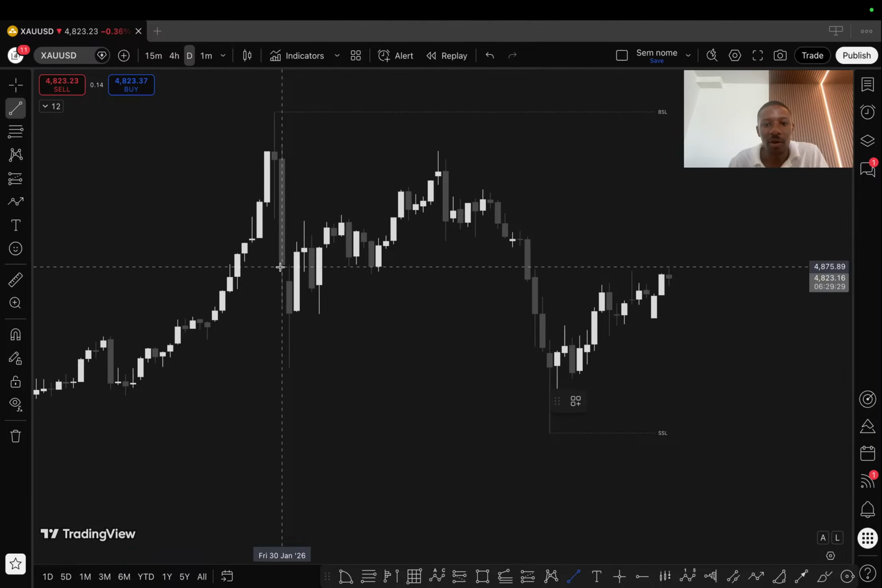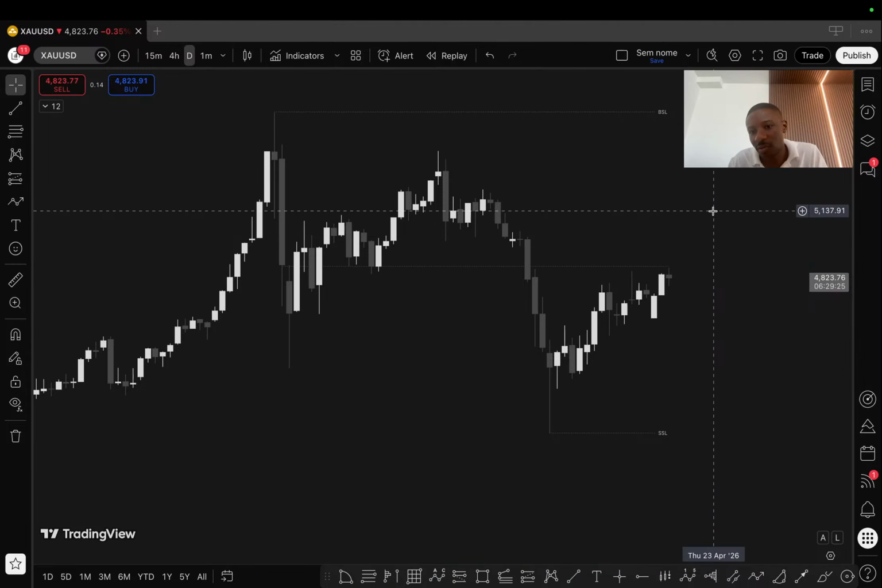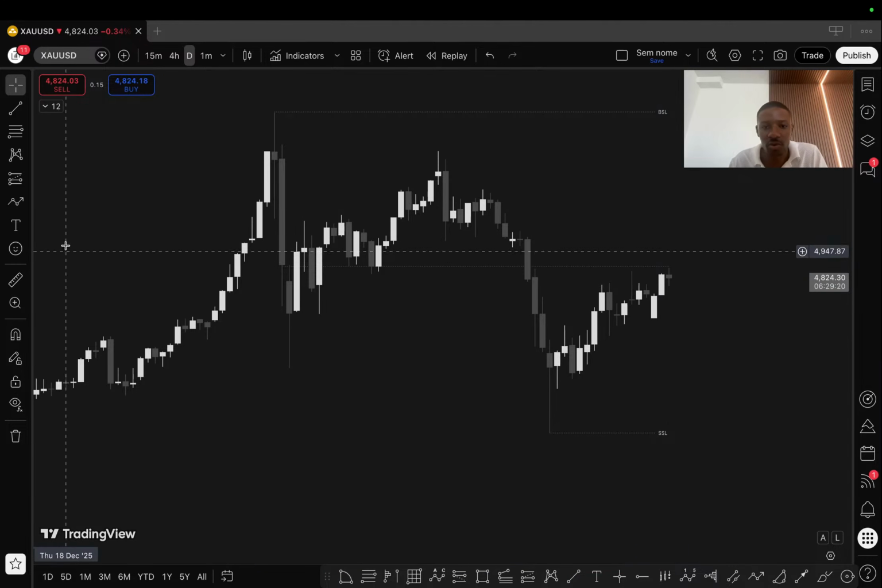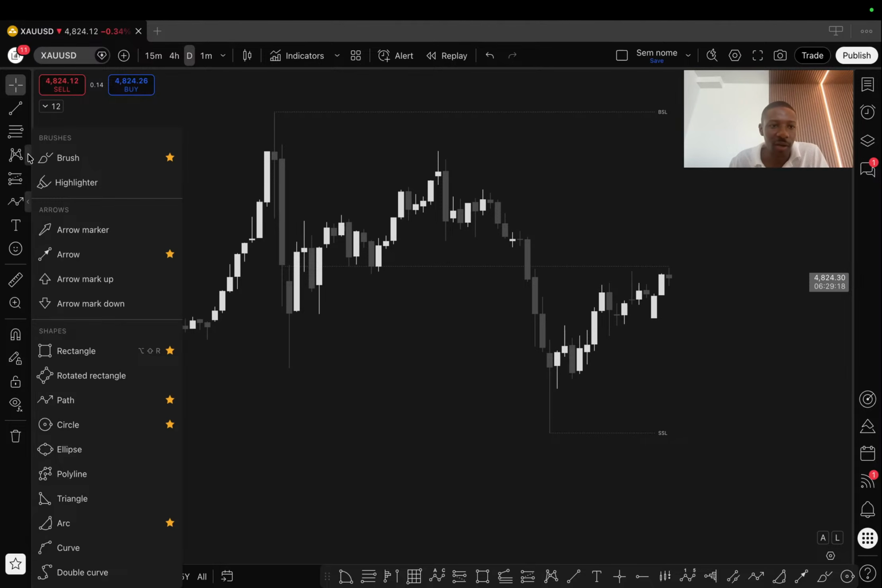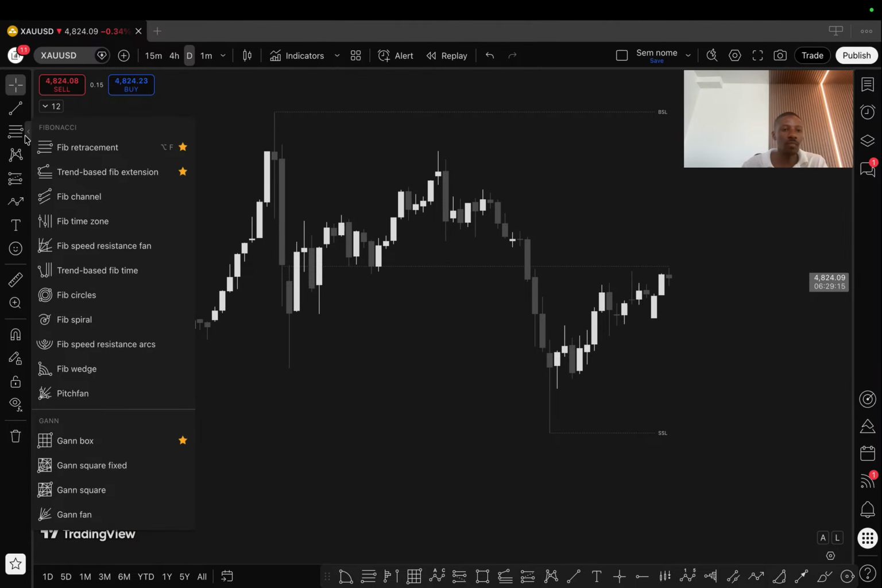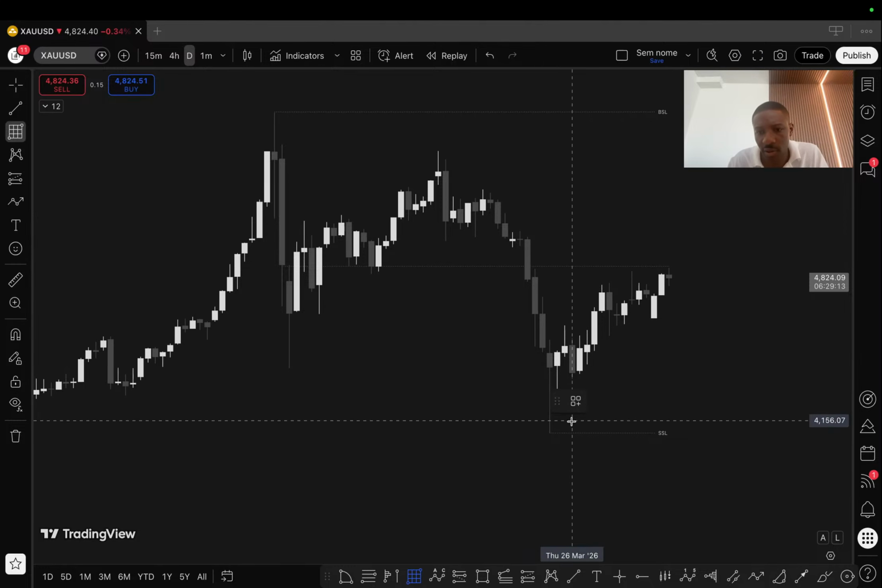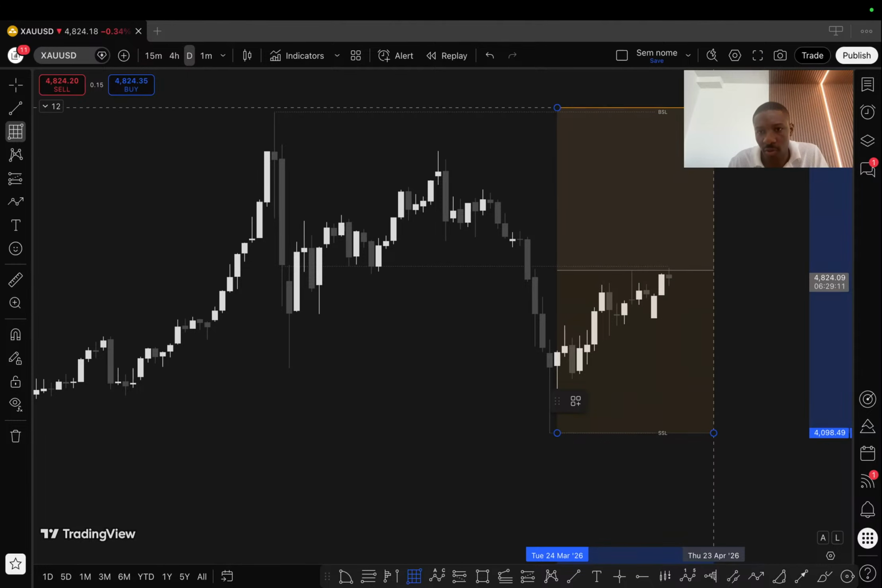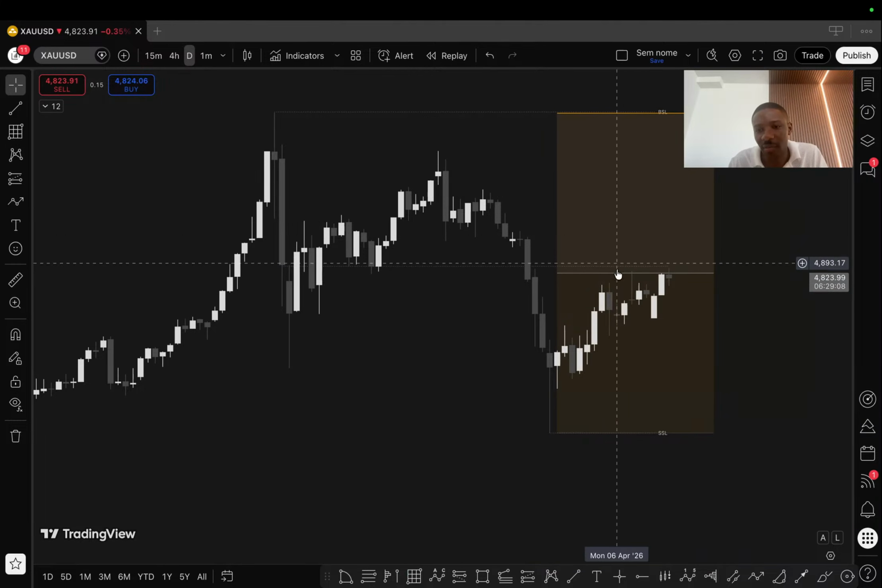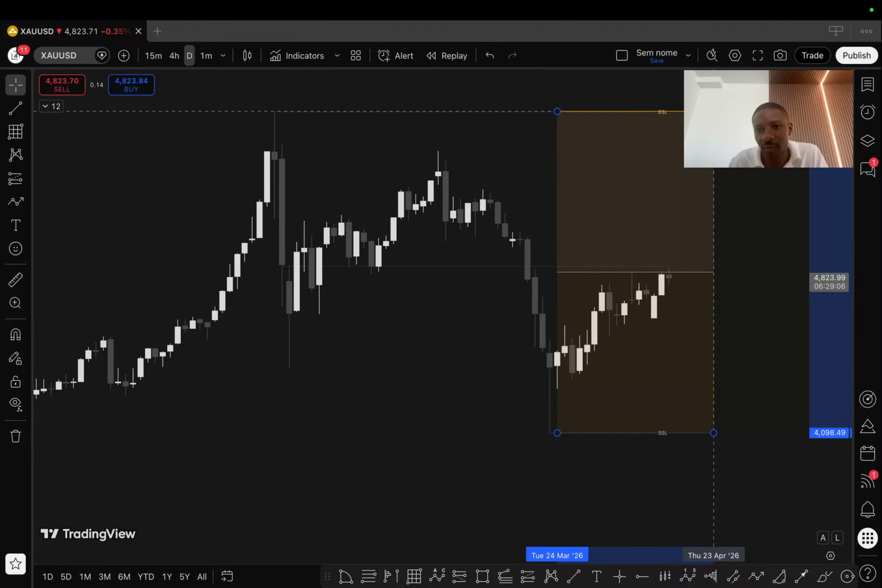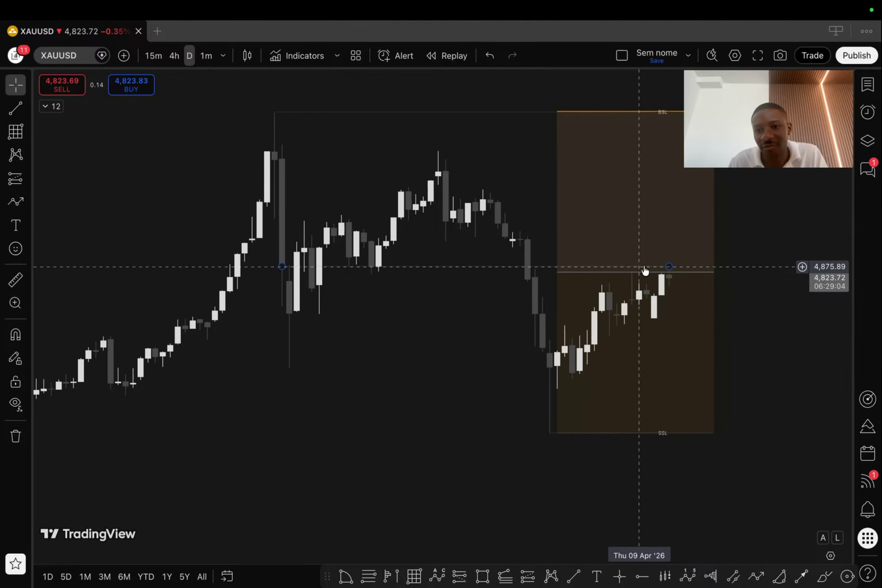Now, if I mark this zone, okay, this is the level. This zone looks like it's basically at 50% of both zones, but I need to calculate this by going to the gun box. All right, so I get the gun box, mark out from the bottom to the top, and it just so happens that price is a little bit above the 50% level.